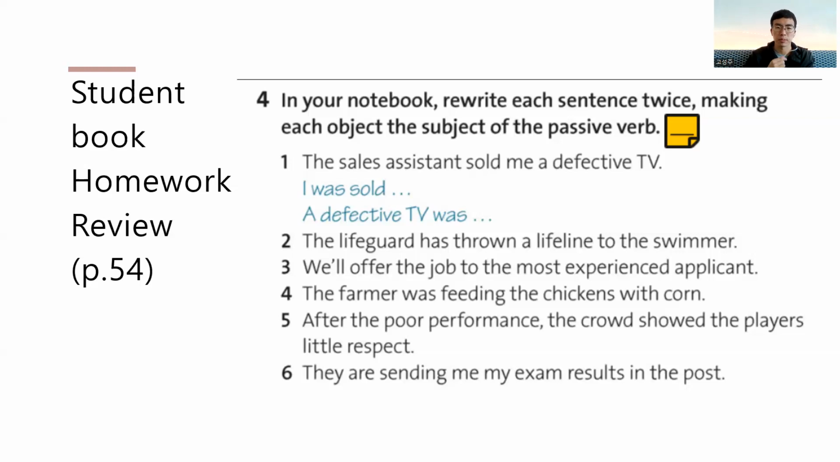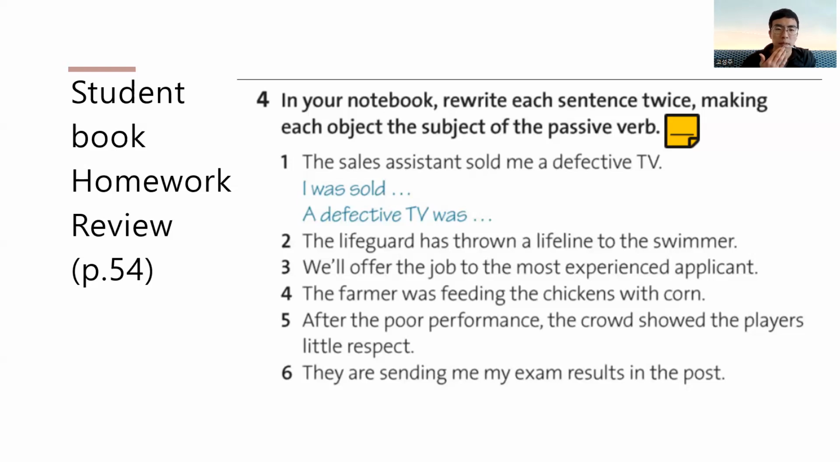Good. Number four, the farmer was feeding the chickens with corn. So the chickens is the indirect object. So the sentence should be like this. The chickens were, right? The plural form, right? The chickens were being fed with corn. Since the verb was a gerund, -ing, we have to use the -ing form for the passive voice. The chickens were being fed, the participle form. Feed, fed. Were being fed with corn by the farmer. Okay. Again, the chickens were being fed with corn by the farmer.